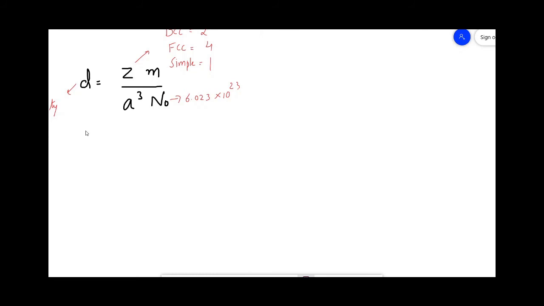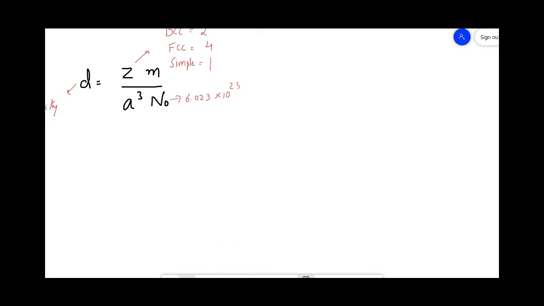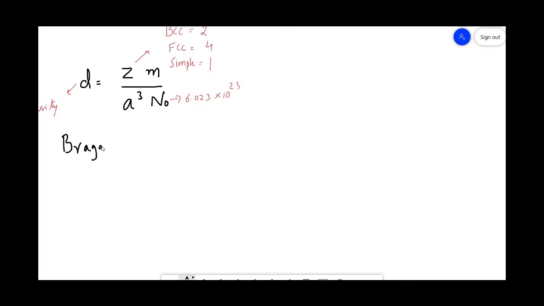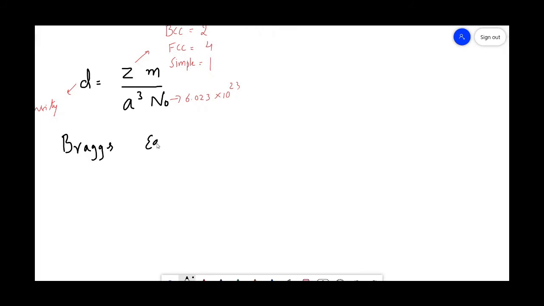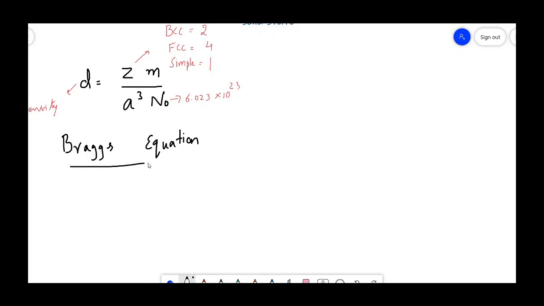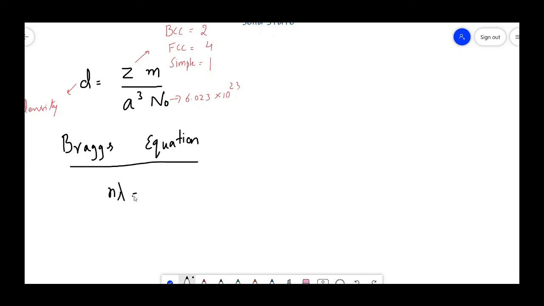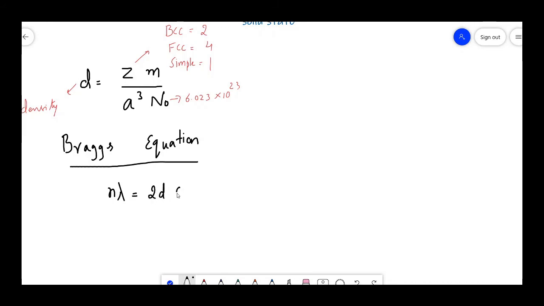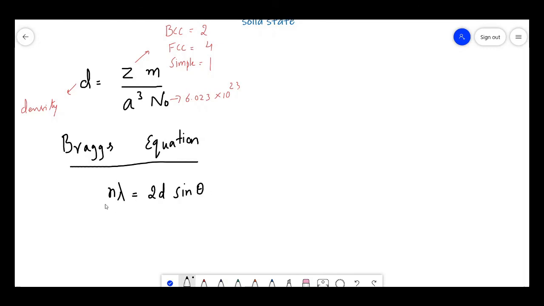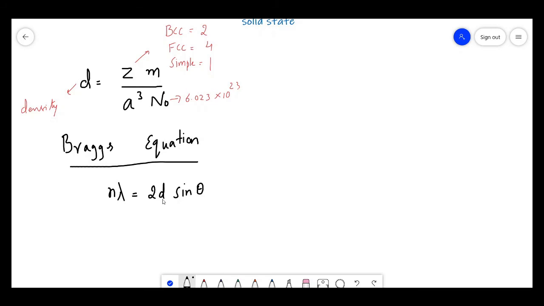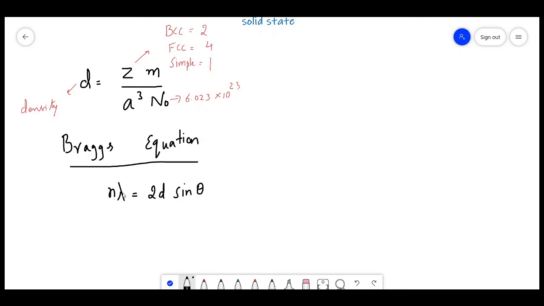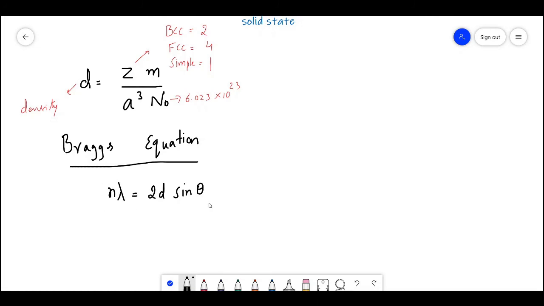And M is nothing but molecular mass. And also remember Bragg's equation, which is nothing but n lambda is equal to 2d sine theta. So this is Bragg's equation. Here n is order of diffraction, lambda is wavelength, and d is distance. And you can also remember the sine theta values. So by using this formula, problems can be asked.